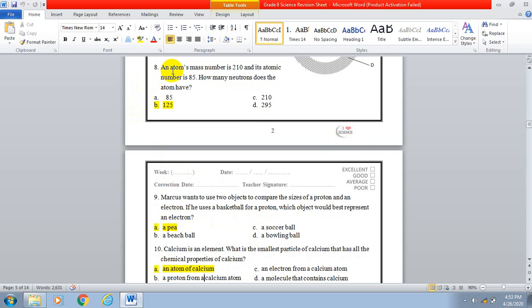For the 8th, an atom's mass number is 210 and its atomic number is 85. How many neutrons does the atom have? A, 85. B, 125. C, 210. D, 295. So the option is 125. Subtract the atomic number from the mass number and you will get it.